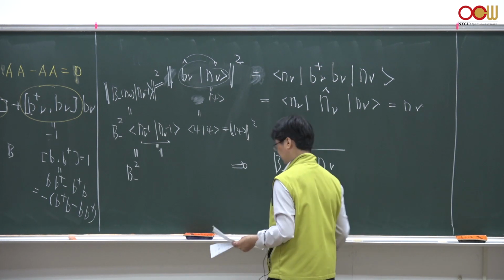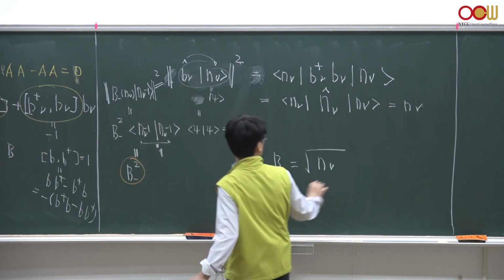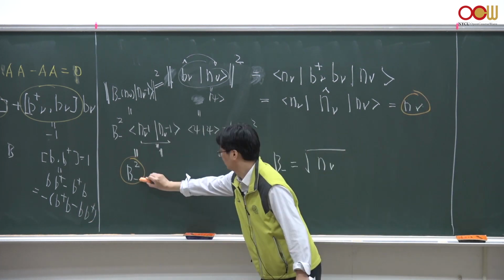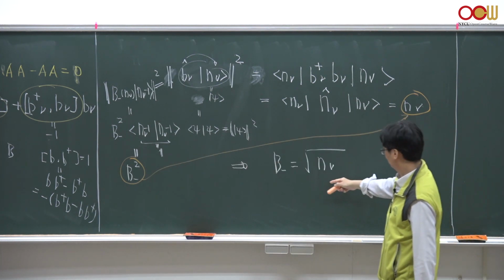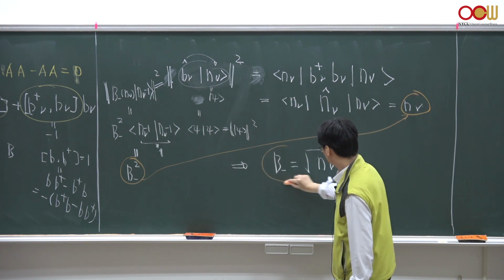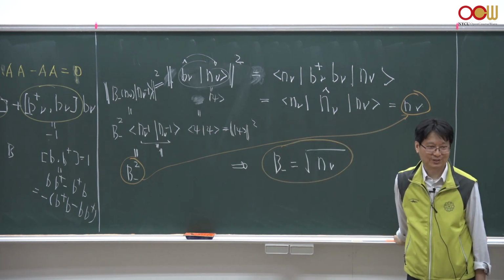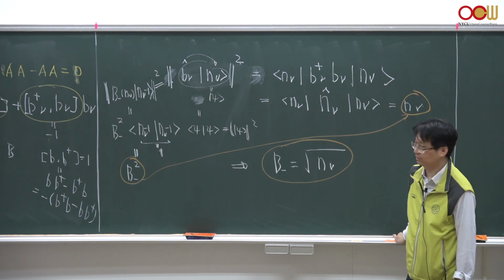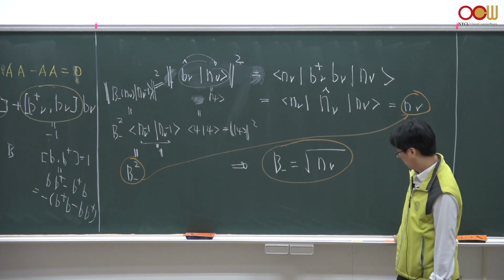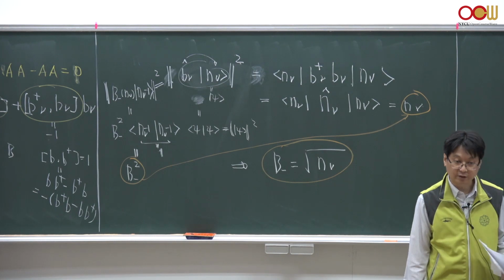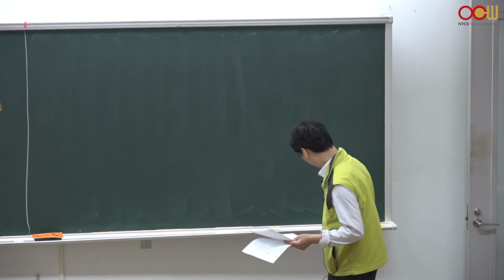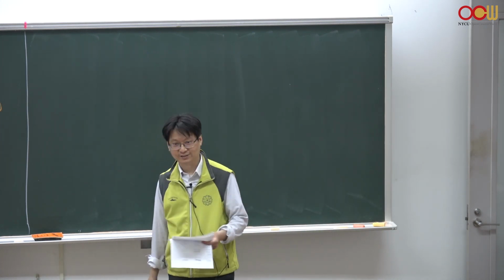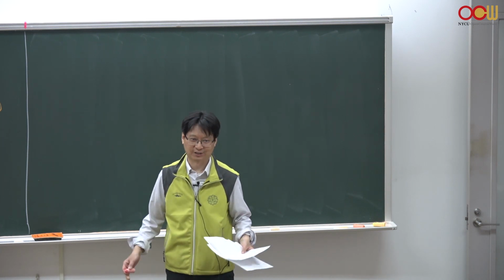If you compare the results on the left-hand side and the right-hand side, B minus squared is N nu, and therefore B minus is the square root of N nu. Sounds magic, but it's not magic. It's just quantum mechanics and Dirac notation, that's all. And also the definition of the occupation number operator and the creation and destruction operators for bosons. So now you know what I'm trying to do. Can you predict my next sentence? Yes, you can predict. Homework.